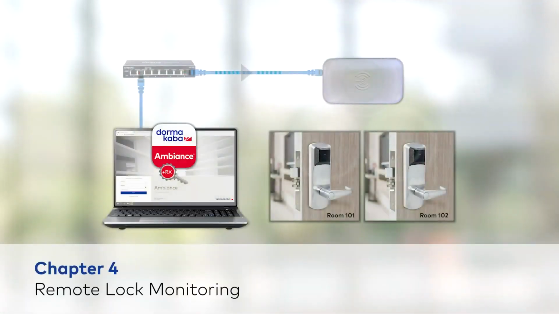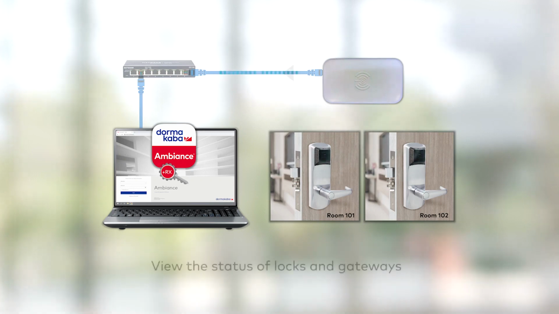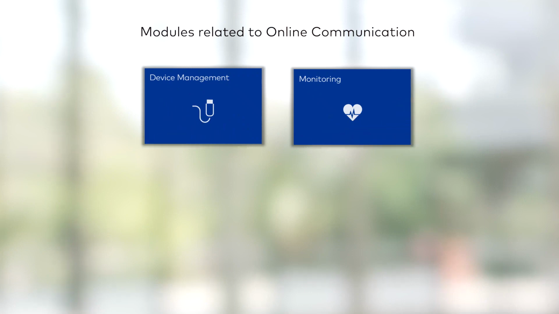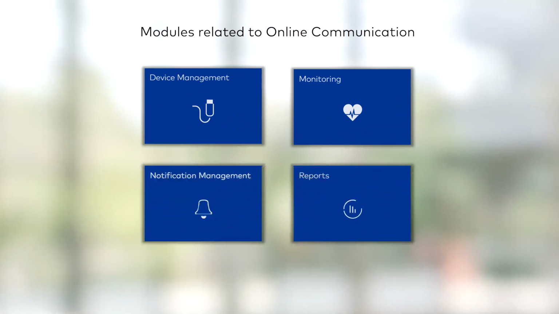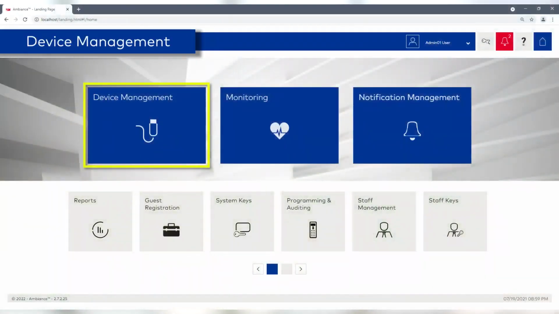Chapter 4: Remote Lock Monitoring. In this chapter, you'll learn how to view the status of locks and gateways using the Ambience software. Ambience provides several modules with specific functions related to online communication. The Device Management module is used to add and configure devices to work with Ambience.